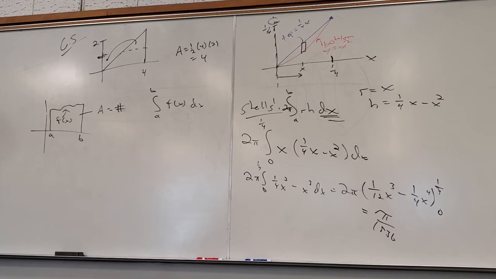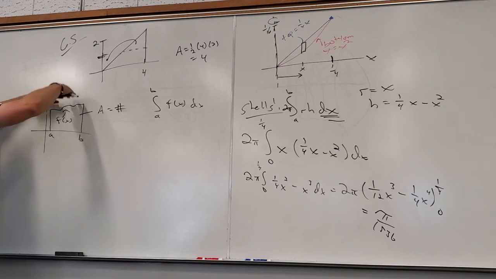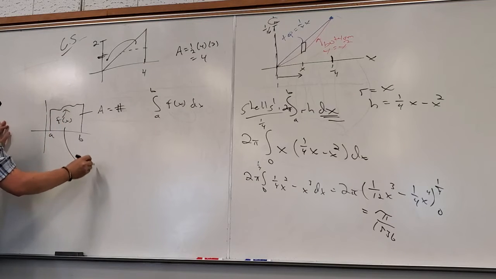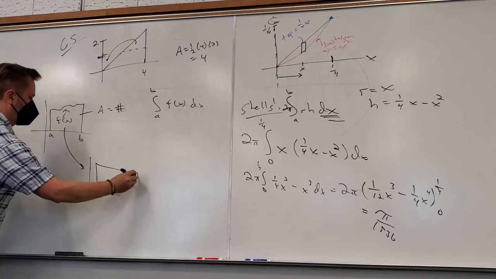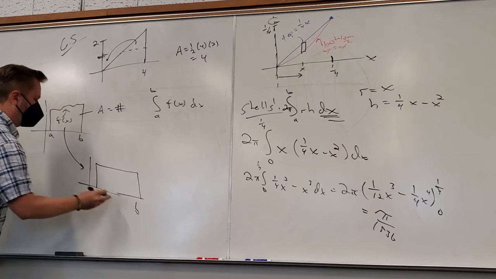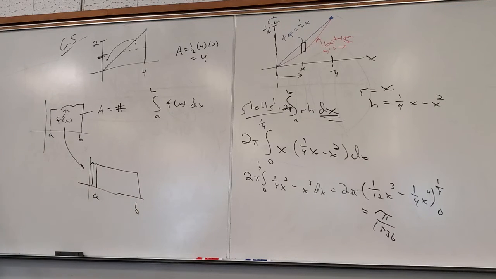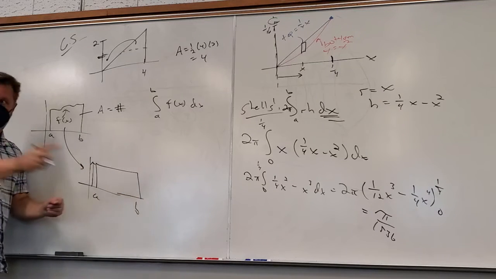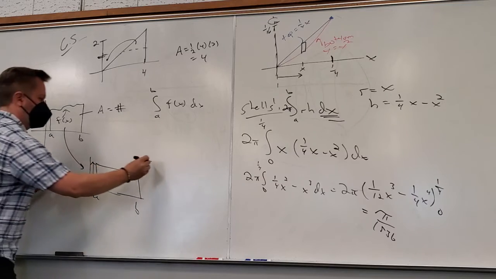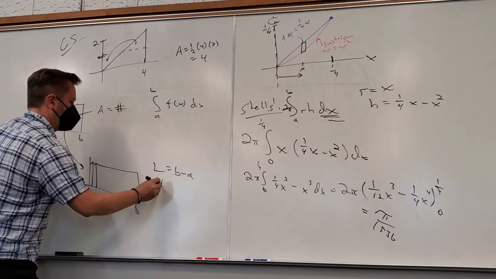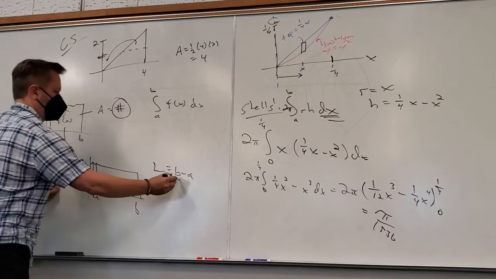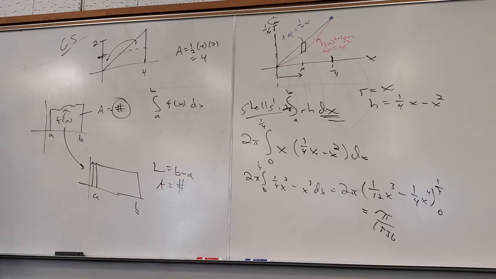Now, if I were to smush this into a rectangle, how would you figure out how tall it is? How long is it? B minus A. The length is B minus A. What's the area? That. So how would you figure out the height?